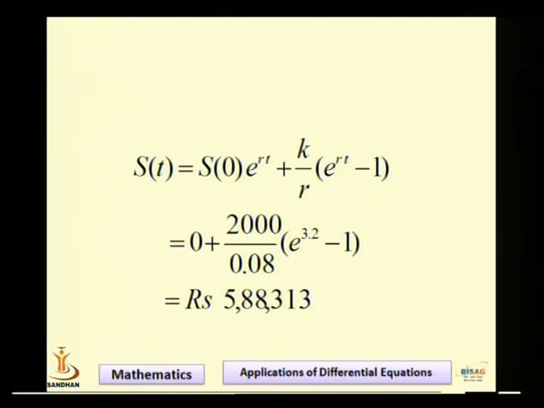So I have this equation, S(t) = S(0) e^(rt) + (k/r)(e^(rt) - 1). Now S(0) is 0, then k is 2000, then r is 0.08, 8%, then e^(rt), that is 3.2, minus 1. So I will get the amount after 40 years, rupees 588,313.